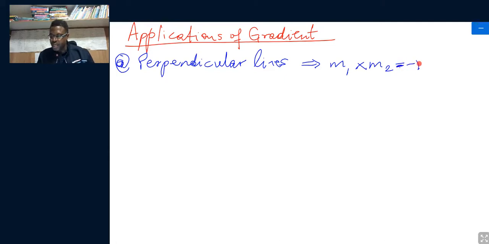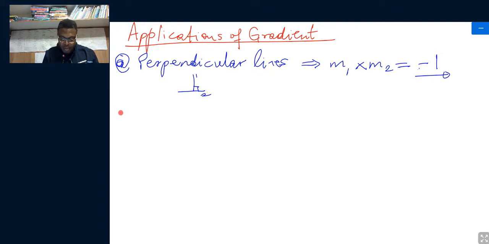So if you take the gradient of line 1, you multiply it with the gradient of line 2, what value are you going to get? If those lines are perpendicular, you are going to get -1. You must get -1. That means these lines are perpendicular. So you can imagine perpendicular, they meet at 90 degrees. This is line 1, and then it could be line 2.